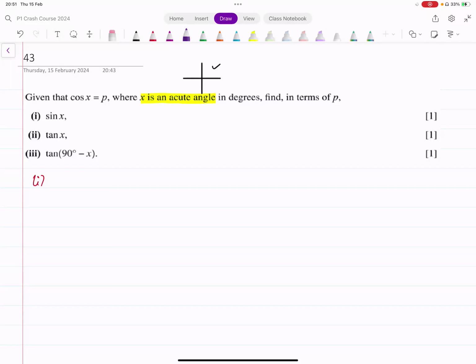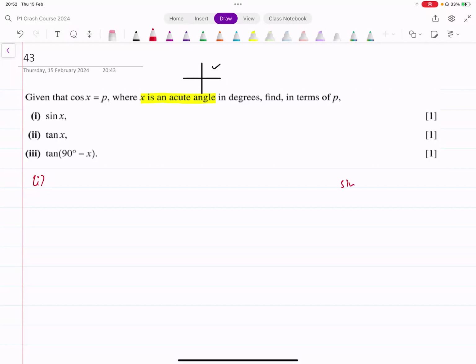Now, how do you find the values of sine x, tan x, and tan of 90 minus x? One idea is that we use identities, right? Let's start with that first. Using identities. What are the two identities that we have done?